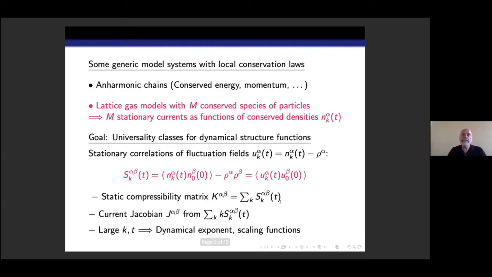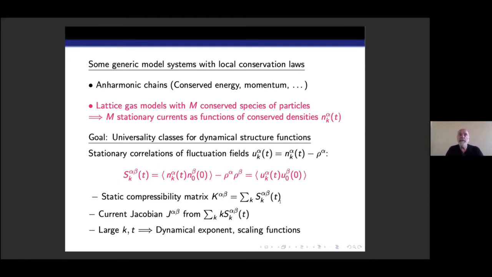So now, what are the systems where these phenomena have been studied? Well, there are many kinds of systems. Two generic model systems that have been looked at a lot have certain local conservation laws, like anharmonic chains, which have conserved energy, momentum, and other conserved quantities. Or also very frequently studied, and this is also mostly my own work, lattice gas models. So you have particle hopping systems on a one-dimensional lattice, where you have different types of particles which can be conserved individually, so that you have stationary currents of these individual conserved species, which of course depend on the density of particles present on the lattice. And again, we're talking about time-dependent phenomena now, not static phenomena.